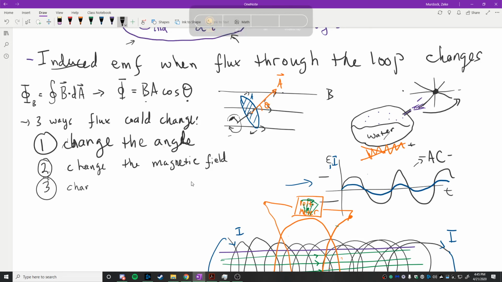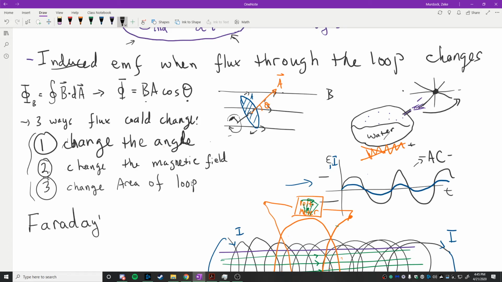The third possibility is you can change the area of the loop. So, for example, you could make your loop change in size by getting smaller or bigger. That would also affect this. But I think the first two are the primary ways that you're going to find that you get this to work. And this is all called Faraday's Law of Induction.